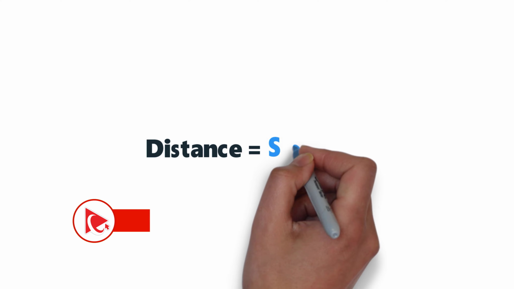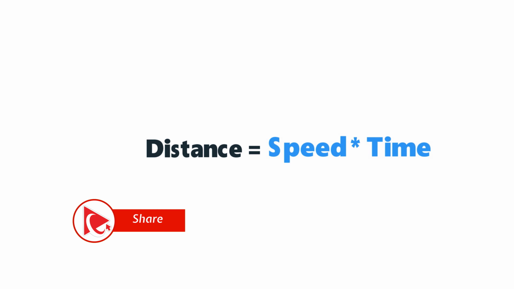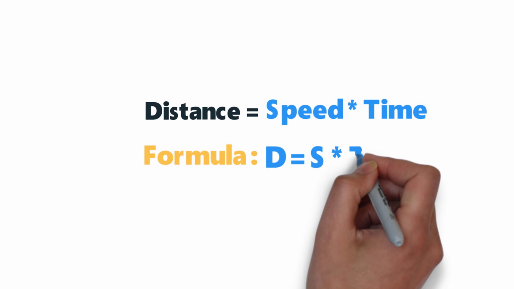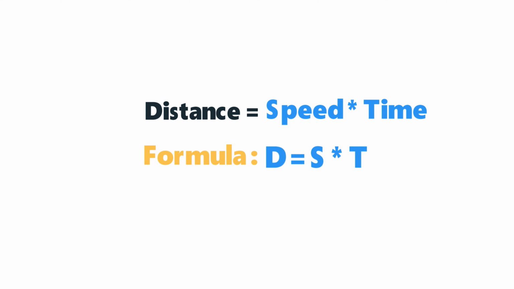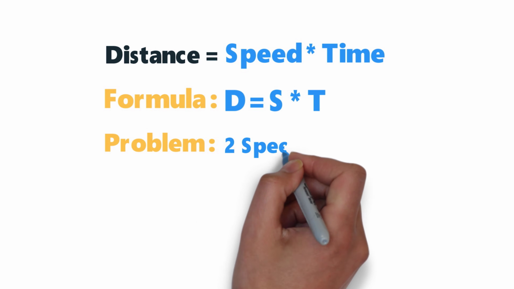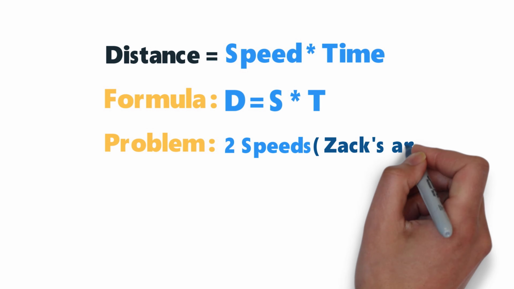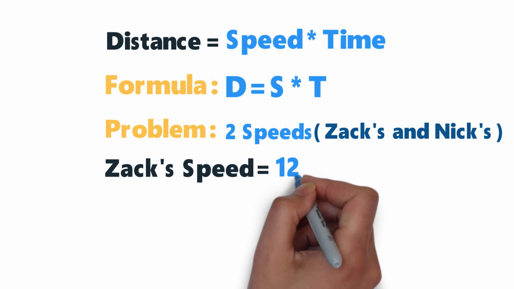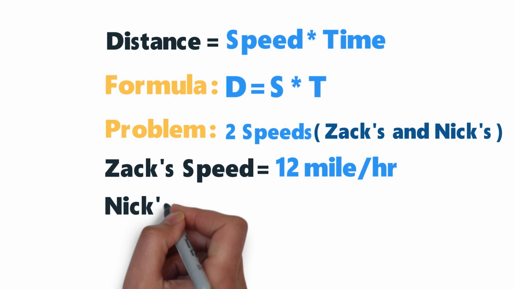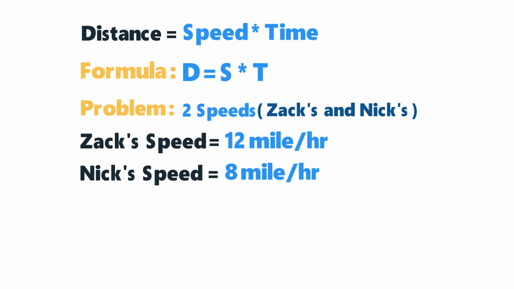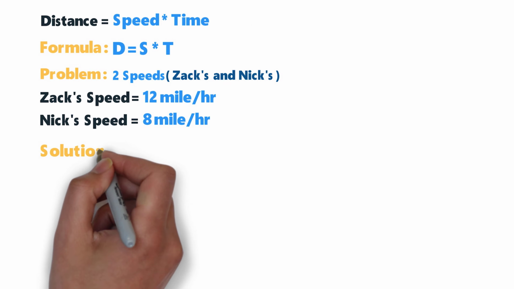As you might be well aware, distance is calculated as multiplication of speed and time. So we will create a formula d equals s multiplied by t. What's interesting about this particular problem is that it's a little trickier because we've got 2 speeds. One is Zach's speed and the second one is Nick's speed. So Zach is moving at the speed of 12 miles per hour and Nick is moving at the speed of 8 miles per hour.